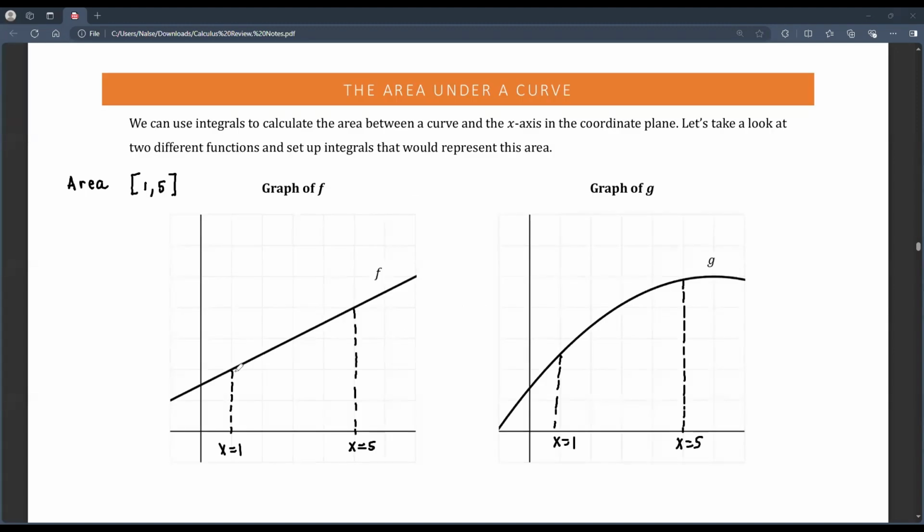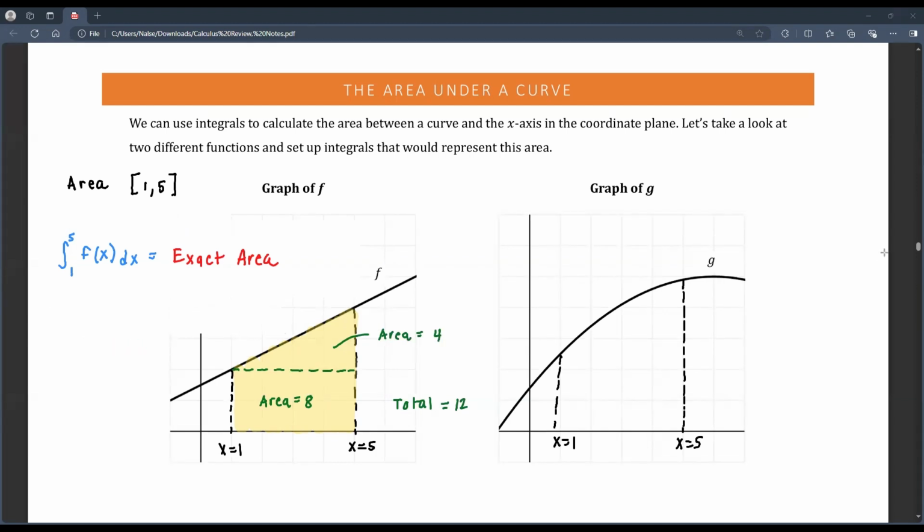What is the area between function f and the x-axis over the interval 1 to 5? This area can be found by integrating function f over this interval, but because it is a linear function, we can find this exact area with geometry. The total shaded area is 12, and it's important for you to understand that this is the value of function f integrated from 1 to 5.